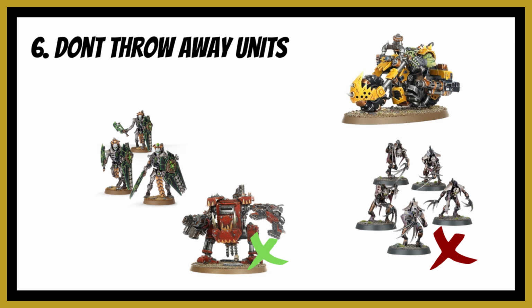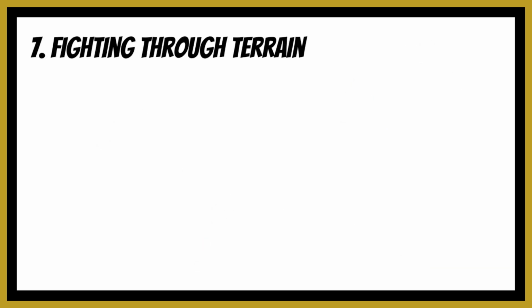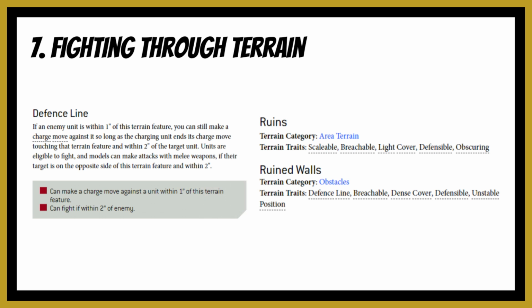Number 7, we've got fighting through terrain. Not everybody is aware of exactly how the terrain features work. For less experienced players, it's still a little bit of confusion in general. Now the example I wanted to use in this video is the ruins. Now you've got the ruins and you've got the ruined walls. The actual ruins themselves are area terrain, scalable, breachable, light cover, defensible and obscuring. Those are the terrain traits that come with ruins.